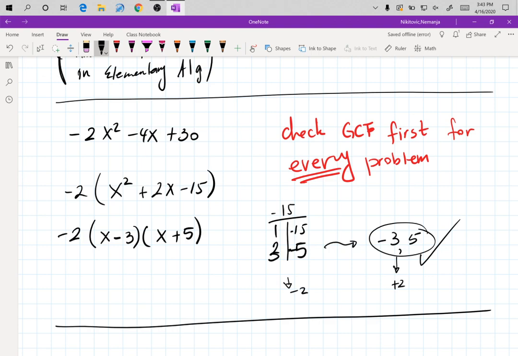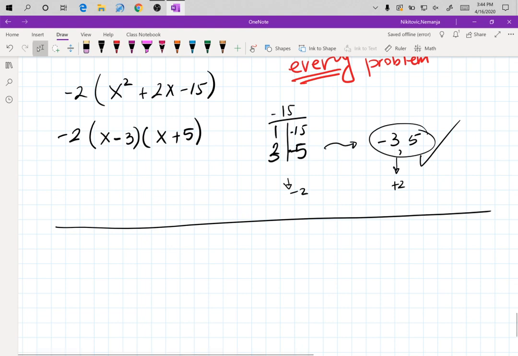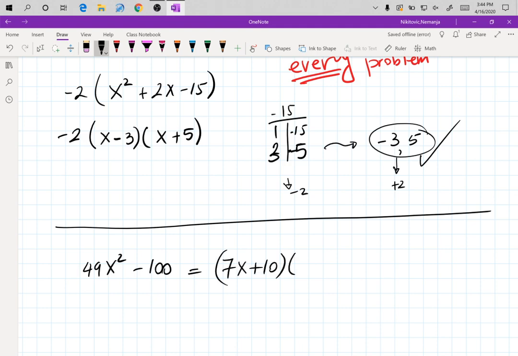And the last section and the last... Oh no! Not the last. No. We have 49x squared minus 100 to worry about. Special factoring, yes. So, 7x plus 10, 7x minus 10. Now you're going to ask, hey, how did you do it? Where's your work? There is no work. You either know the formula or you don't know the formula.